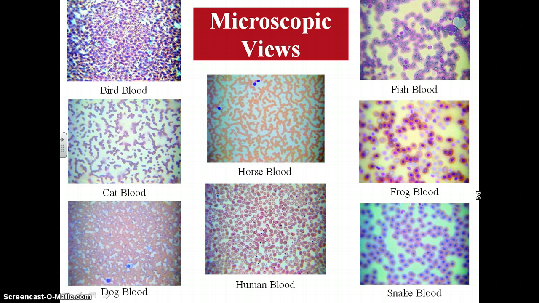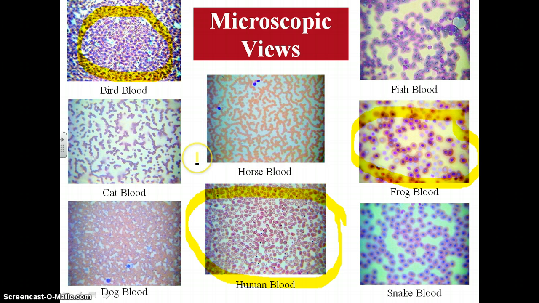This last slide is going to show you the differences in blood when you look at it under a microscope between different organisms. If you look at the bottom center picture right here, that's what human blood is going to look like under a microscope. Now, bird blood, the top left, looks slightly more condensed, a lot closer together, not as spaced out as the human blood. Frog blood, same thing, is a lot more spaced out.